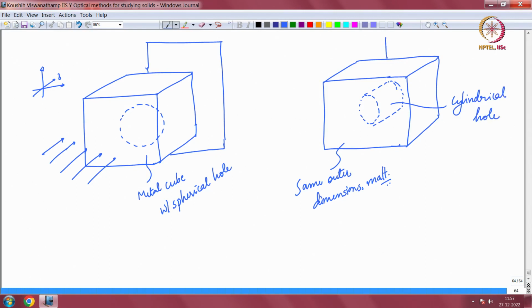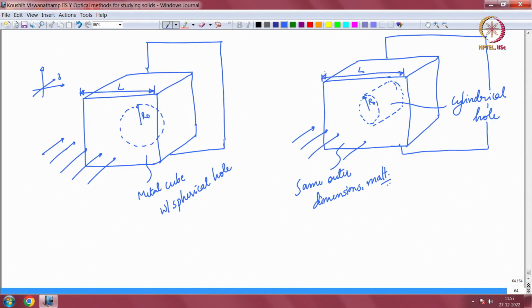Okay. And you have the same screen that is sitting over here and you are passing X-rays in the same direction along the Z axis, perpendicular to the XY plane. Okay. Now in these two cases what do you expect? Let us assume that the radius of the cylinder is R0 and the radius of the sphere is also R0. Okay. They are identical, and the outer dimensions are also L, cube, right. So all the edges are the same length, they are all equal in both cases, all 6 edges are the same.